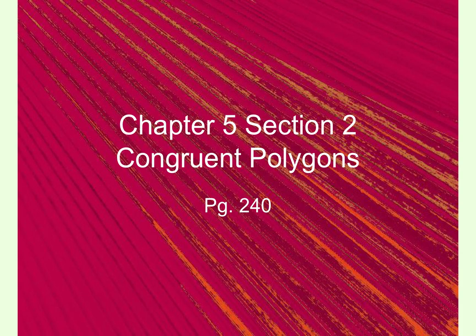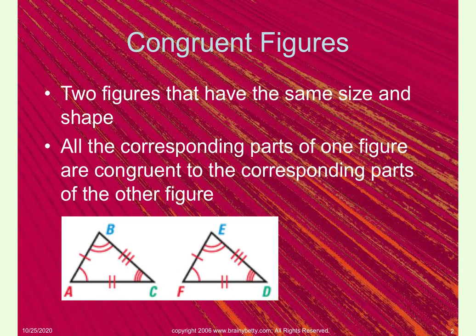All right, 5.2 is called congruent polygons. So we get to branch out beyond triangles here. Congruent figures are 2 figures that have the same size and shape. So they have to both be triangles, or both be quadrilaterals, or both be hexagons, or pentagons. Whatever that shape is of the first one, it has to have the same shape in the second one. And they have to have the same size. All the corresponding parts of one figure are congruent to the corresponding parts of the other. So all the sides have to have a pair.